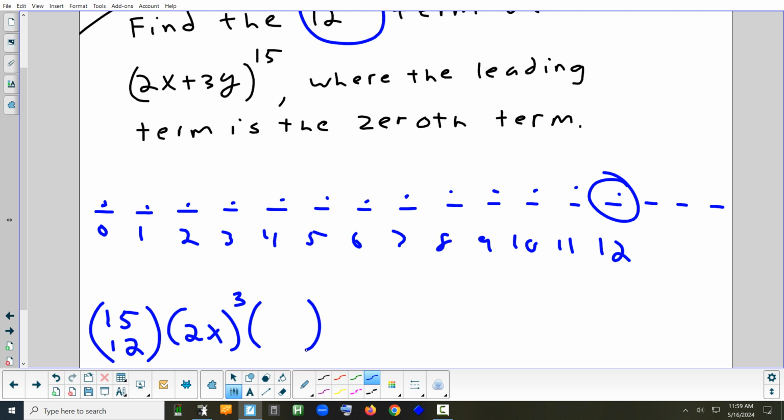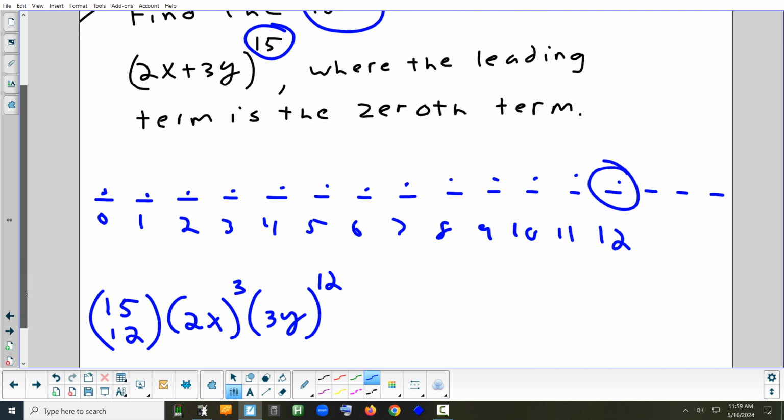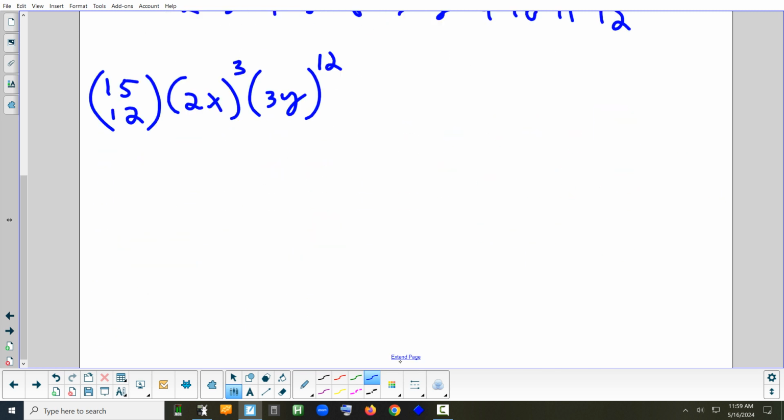And then we have 3y to the 12. We know the exponents have to add up to 15, so that has to be a 12. All right. Now it's just a matter of figuring out what that is. It's gonna be a big number.